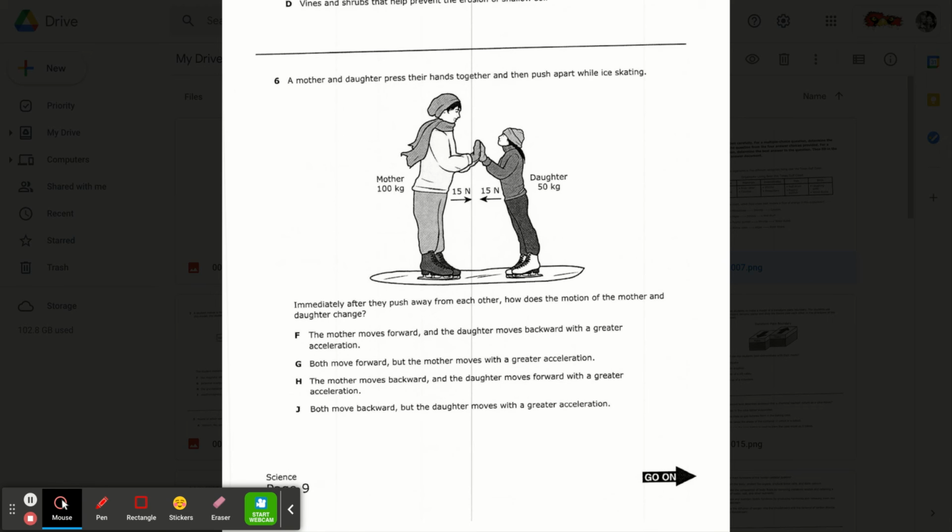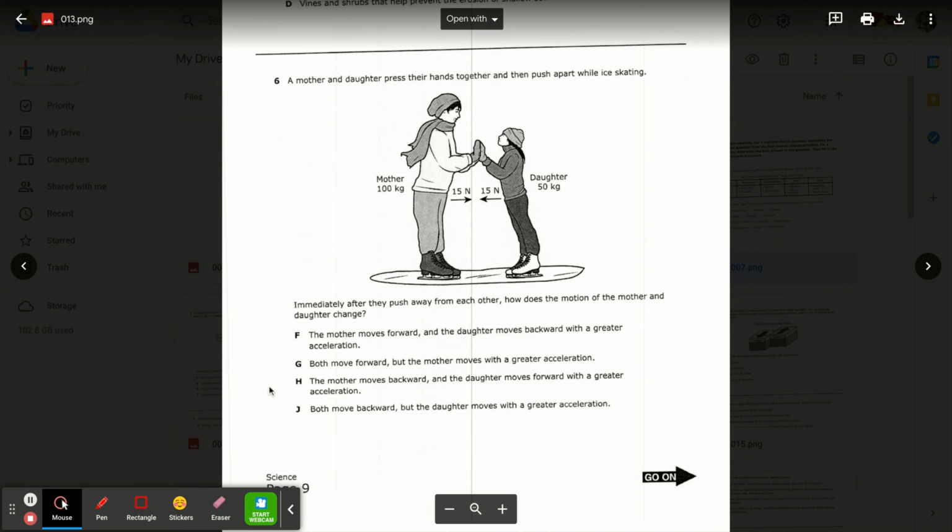G, both move forward, but the mother moves with a greater acceleration. H, the mother moves backward and the daughter moves forward with a greater acceleration. Or J, both move backward, but the daughter moves with a greater acceleration.